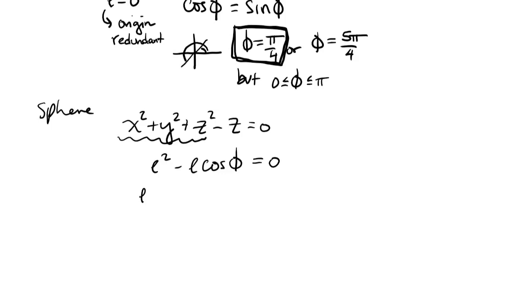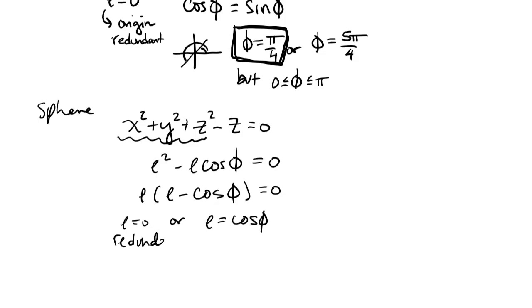So let's pull a rho out. So we've got rho times the quantity rho minus cosine phi equals 0. So this would either give us rho equals 0 or rho equals cosine phi as a function of phi. Again, rho equals cosine phi. If we pick appropriate phi values, such as when phi is pi over 2, we'll get rho equals 0. So this is redundant. So we really only need rho equals cosine phi.